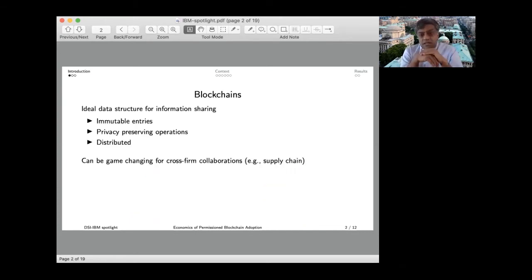So blockchains, I don't have to convince this audience, are an ideal data structure for information sharing. There are immutable entries. You can do privacy preserving operations. They're distributed. What could be bad about them? It looks like they are a platform for making sure that information gets across to people who need it. They can make use of it in the best possible way and do it in a privacy preserving manner.